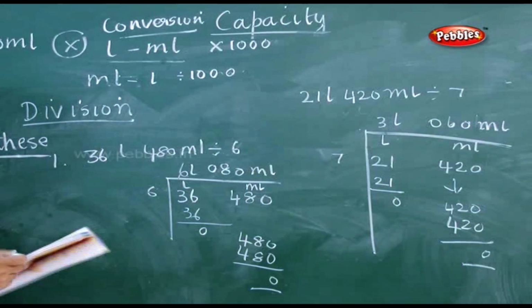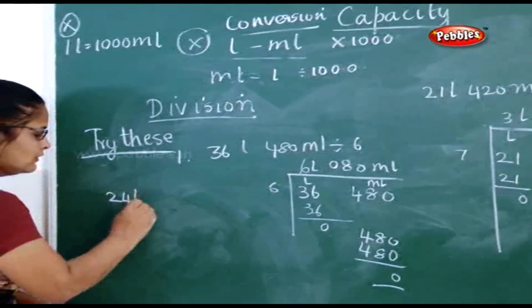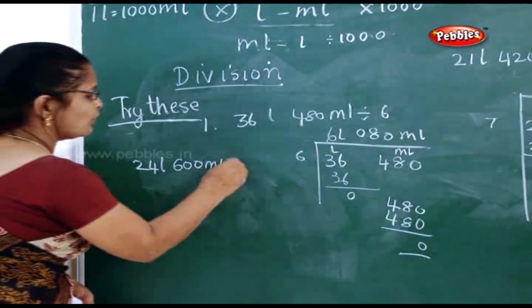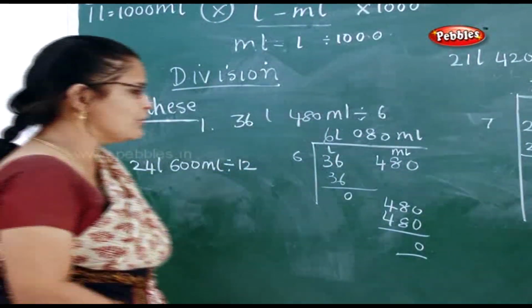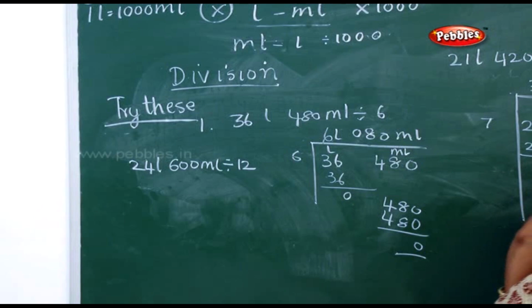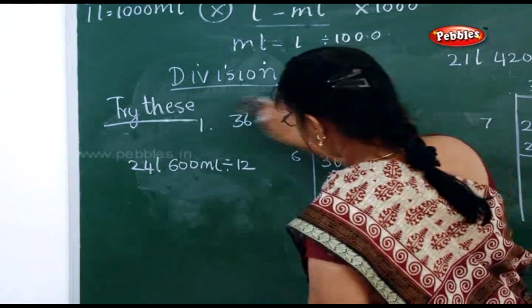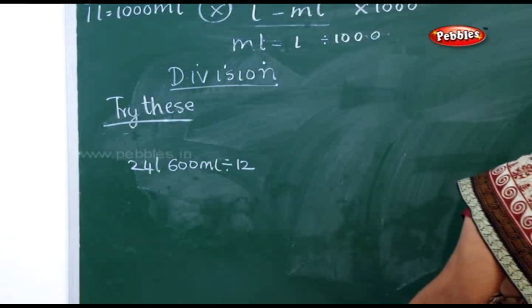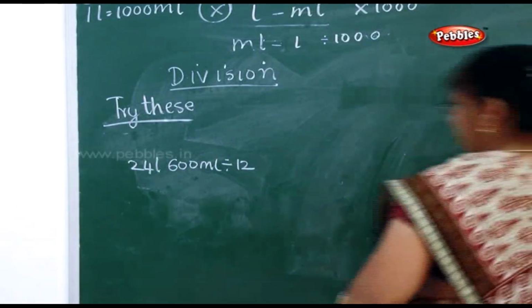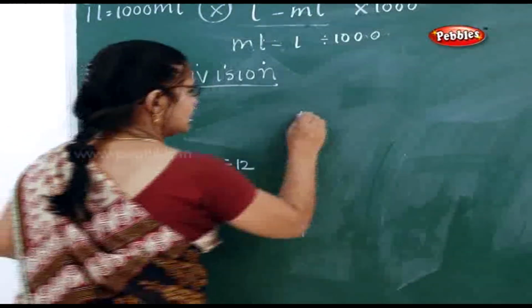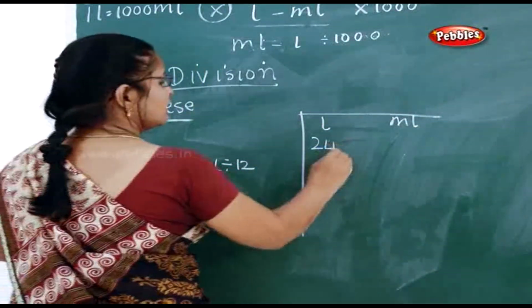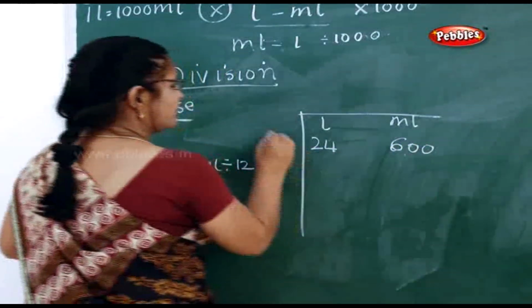Now one more sum with that. 24 liter 600 ml, divided by 12. How will you do this sum? Just straight away put like this. Liter here, ml here. Now you do 24 here and 600 here. You have to divide it by 12.